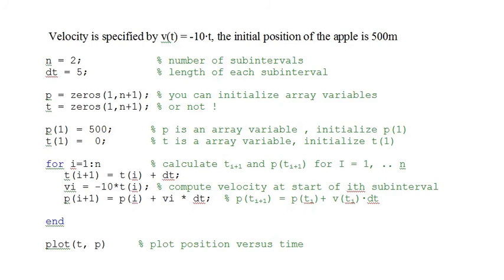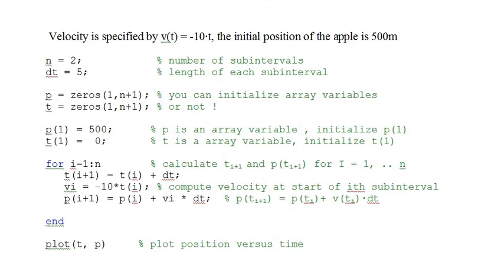Here we initialize p to an array of n plus 1 zeros, and we initialize t to an array of n plus 1 zeros. Now we initialize the first value of the p array to 500, which is the starting position of the apple hanging in the tree. And we initialize the first element of the t array, the time of t1, which is 0. Now we come to the for loop to do some computing.